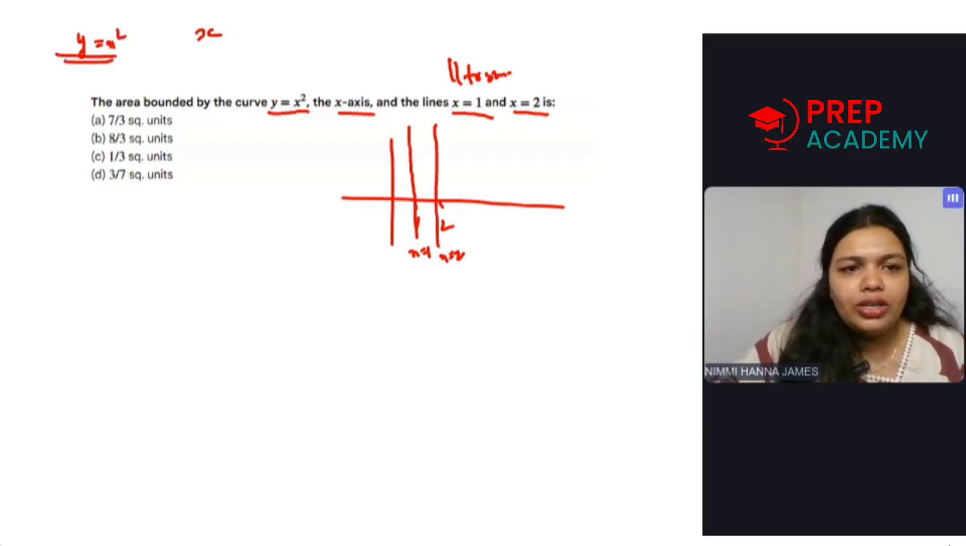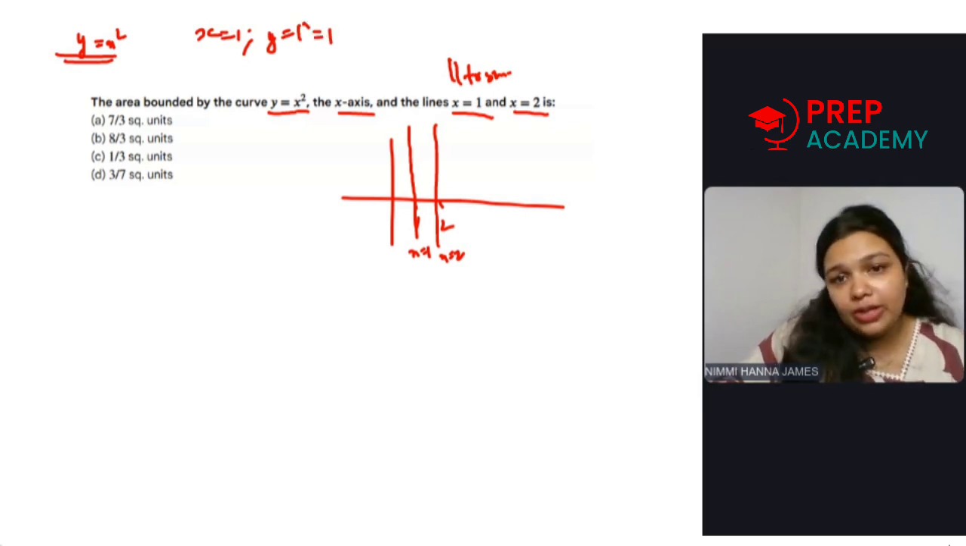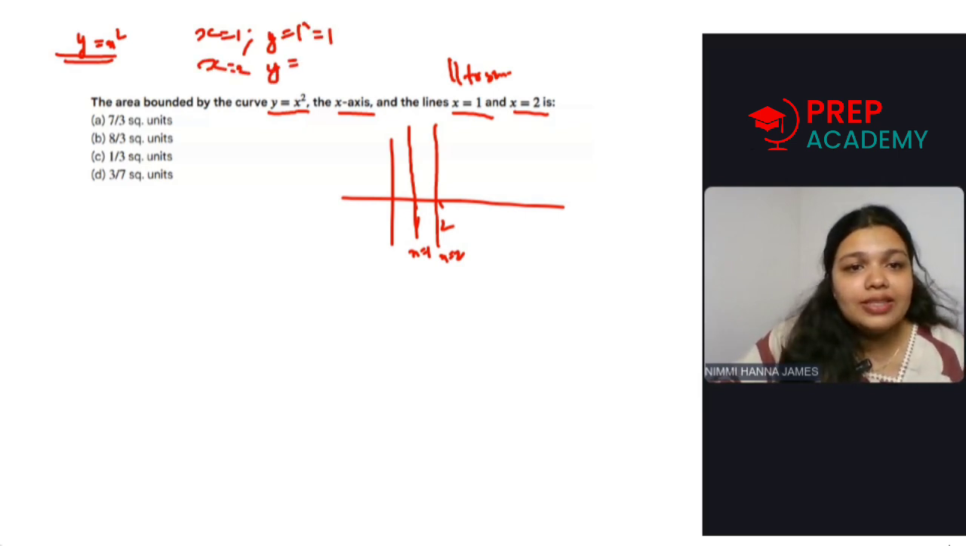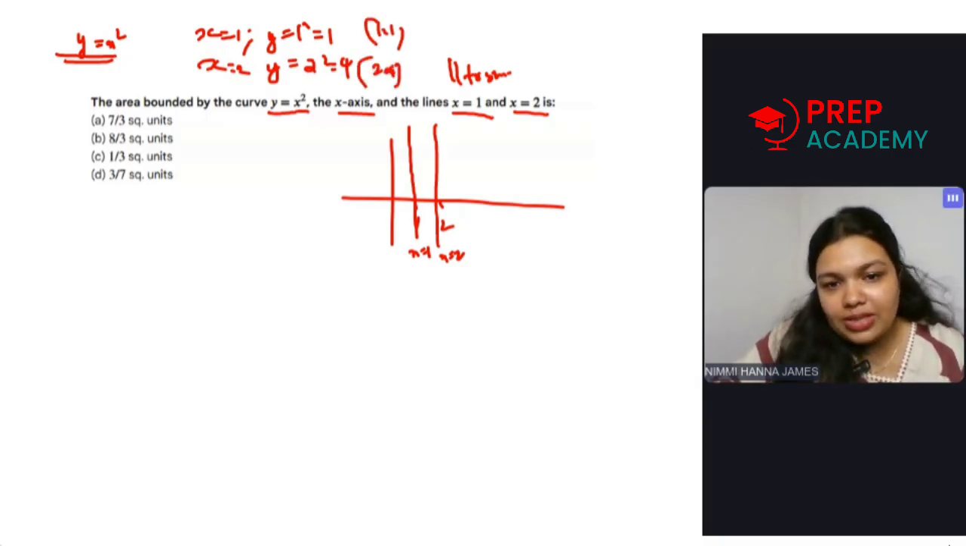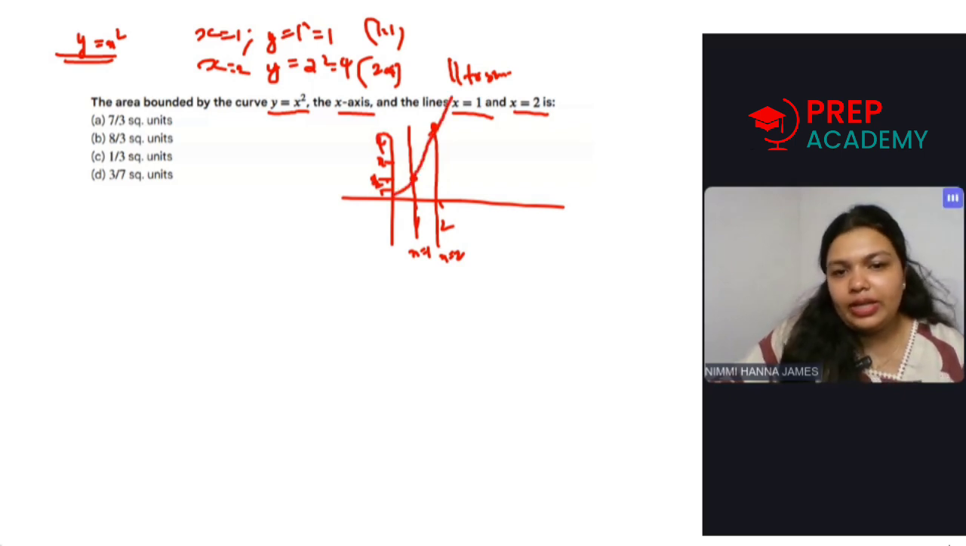Okay, we have x equal to 1. So when x is equal to 1, y is equal to 1 square, that is y is equal to 1. When x equal to 2, y is equal to 2 square, that is 4. So that is what we are going to draw. The coordinates are (1, 1) and (2, 4). So (1, 1) is approximately right here, and (2, 4) is approximately right here. This will be the graph.